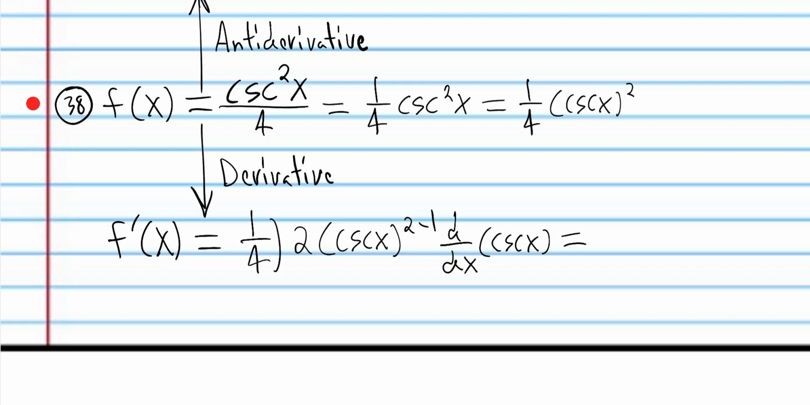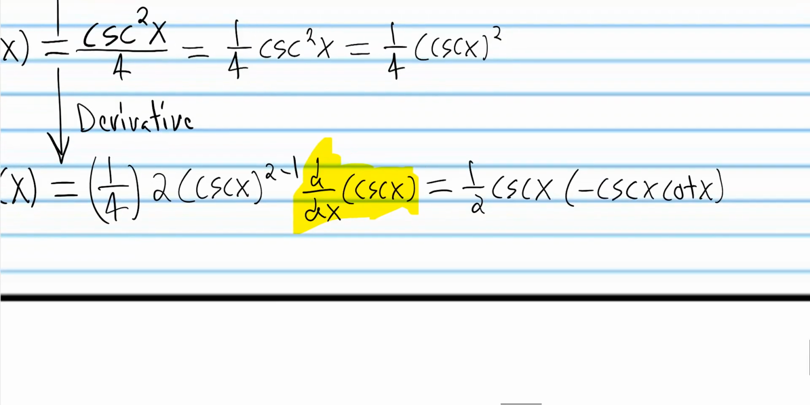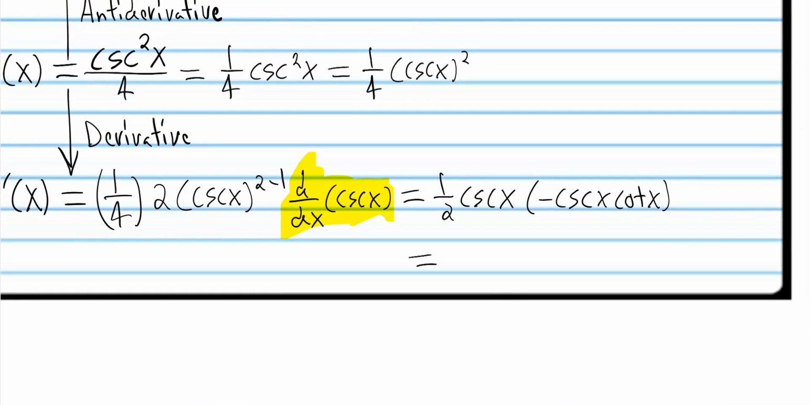So 1/4 times 2 is 1/2. And then we have cosecant x, and the derivative of cosecant x is negative cosecant x times cotangent x. So then we have negative 1/2 cosecant squared x times cotangent x. That's the derivative. That's the hard part.